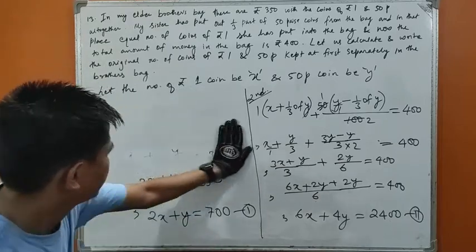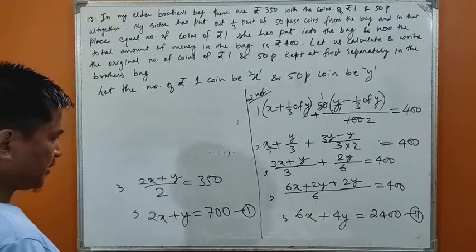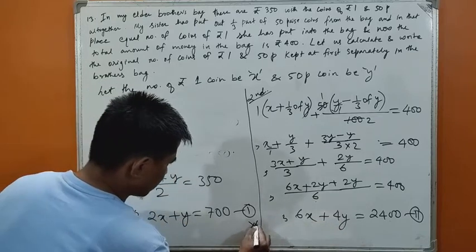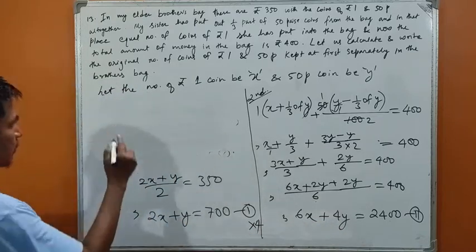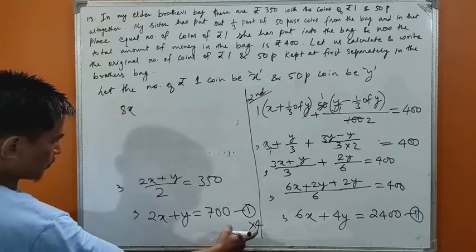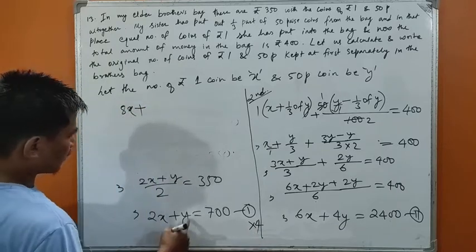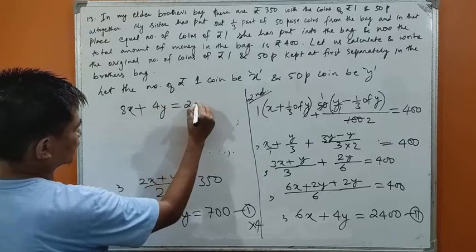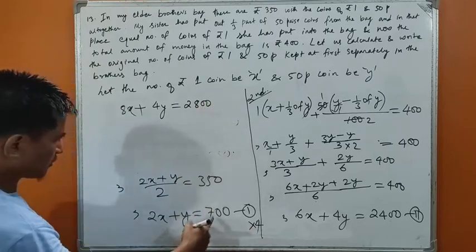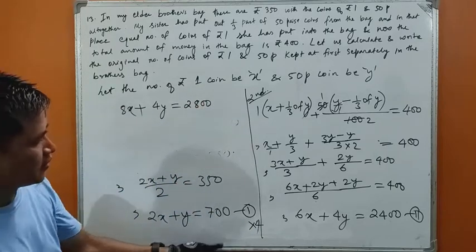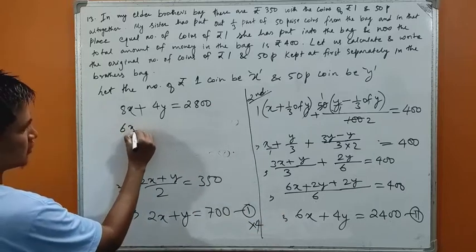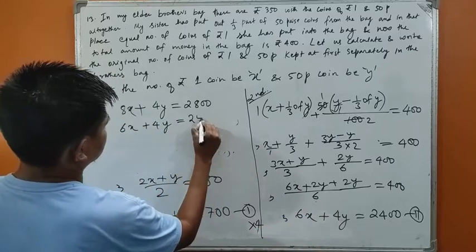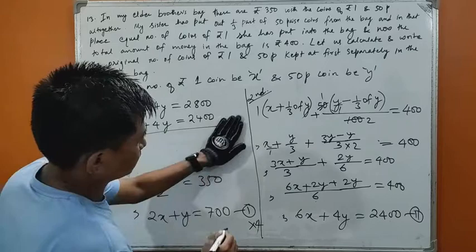Okay. Now let us eliminate y. So let us make the coefficient equal. I'll multiply equation 1 with 4. 4 into 2 is 8x plus 4 into y is 4y equals to 4 into 700 is 2800, isn't it? Now equation 2, 6x plus 4y equals to 2400.